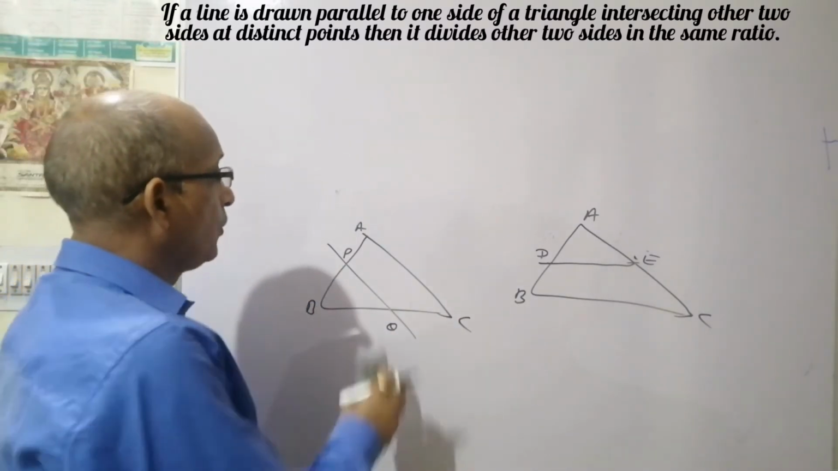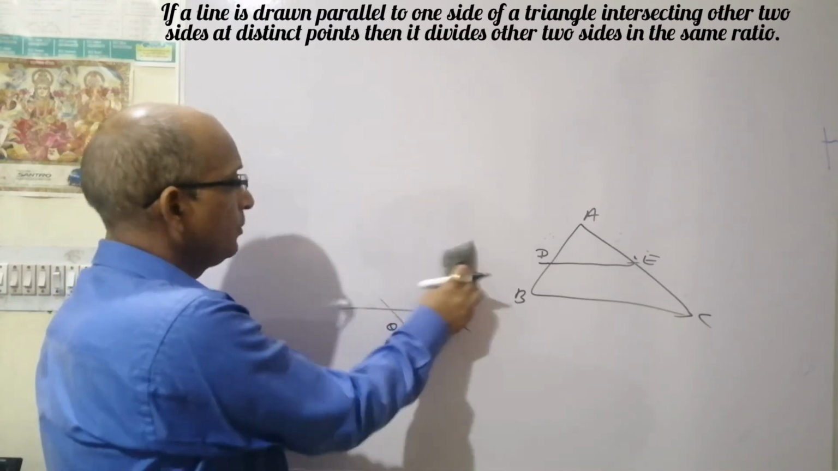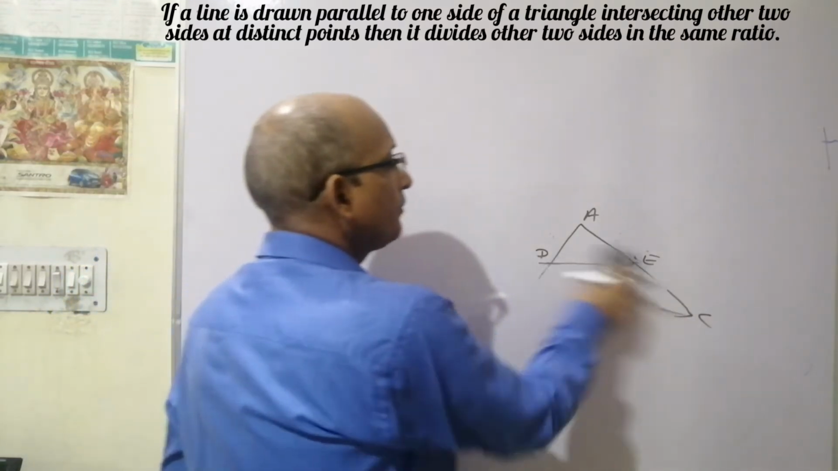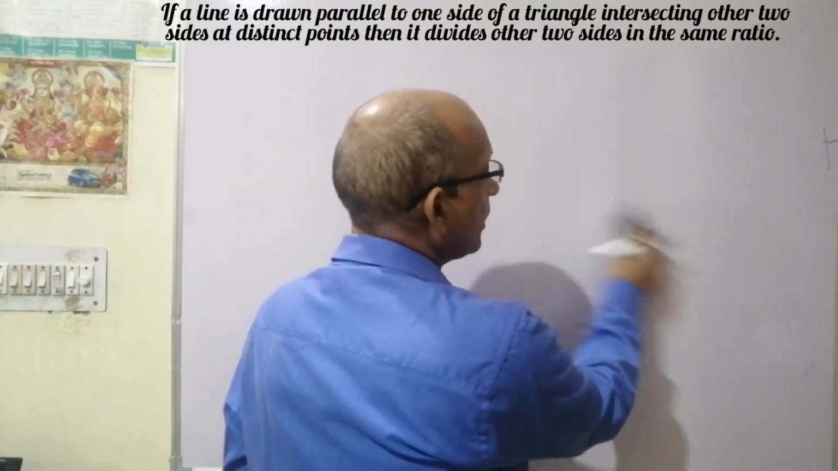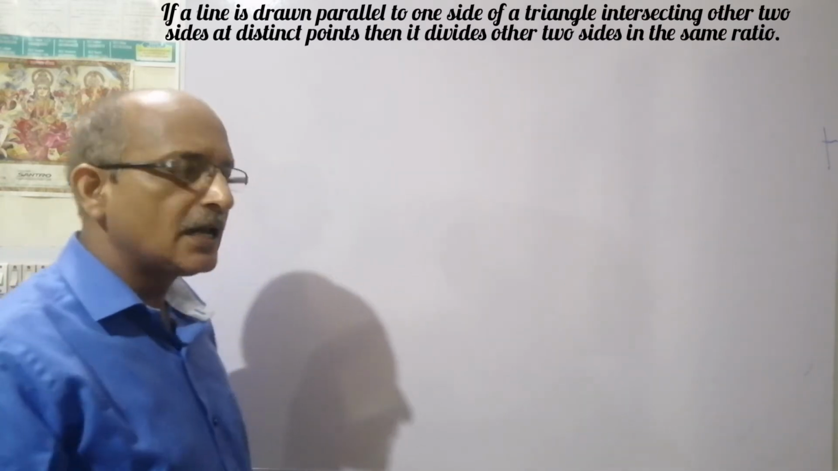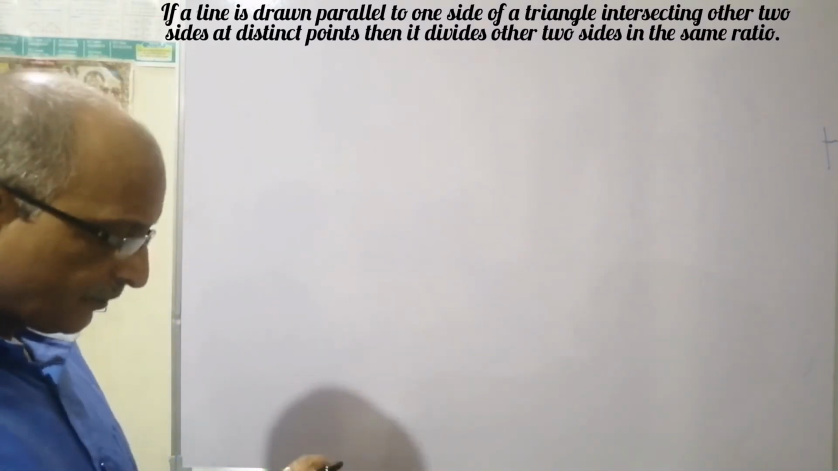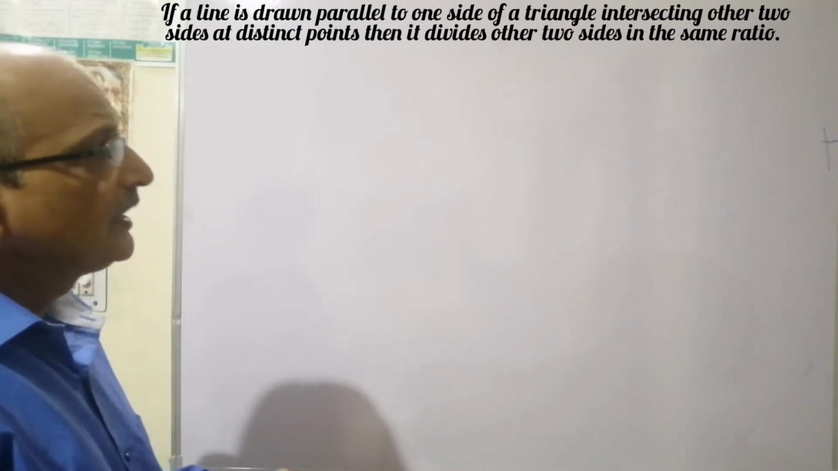Now we are coming to prove it. It was just to introduce. The other side also will be the same. If the line is drawn parallel to the third side, another side, then also the same thing will happen. Now let's see. The question is, in a triangle, what is given here?